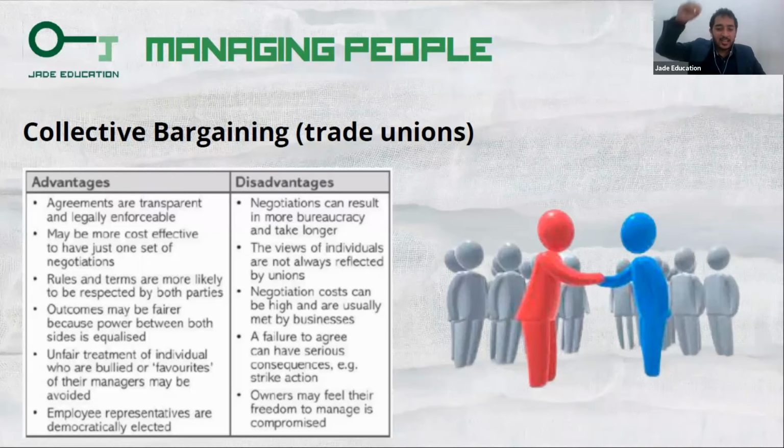Why? They listen to the union leader. So if you agree with the union leader, it's done. And it's cost effective rather than going to each one of them. There is no favoritism, nothing. Why? One for all. And the person who is coming to meet you is selected by them. So they respect the guy and they'll accept his terms.